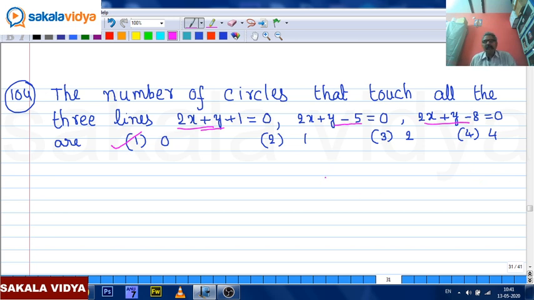Right. Otherwise you can find the determinant: 2 1 1, 2 1 minus 5, 2 1 minus 8. Here two columns are identical, so this will be 0. That means it won't form a triangle. That is why we cannot draw an incircle or excircles. Generally one incircle and 3 excircles, total 4 circles maximum possible. Understood now? So that is why here the option is 1.